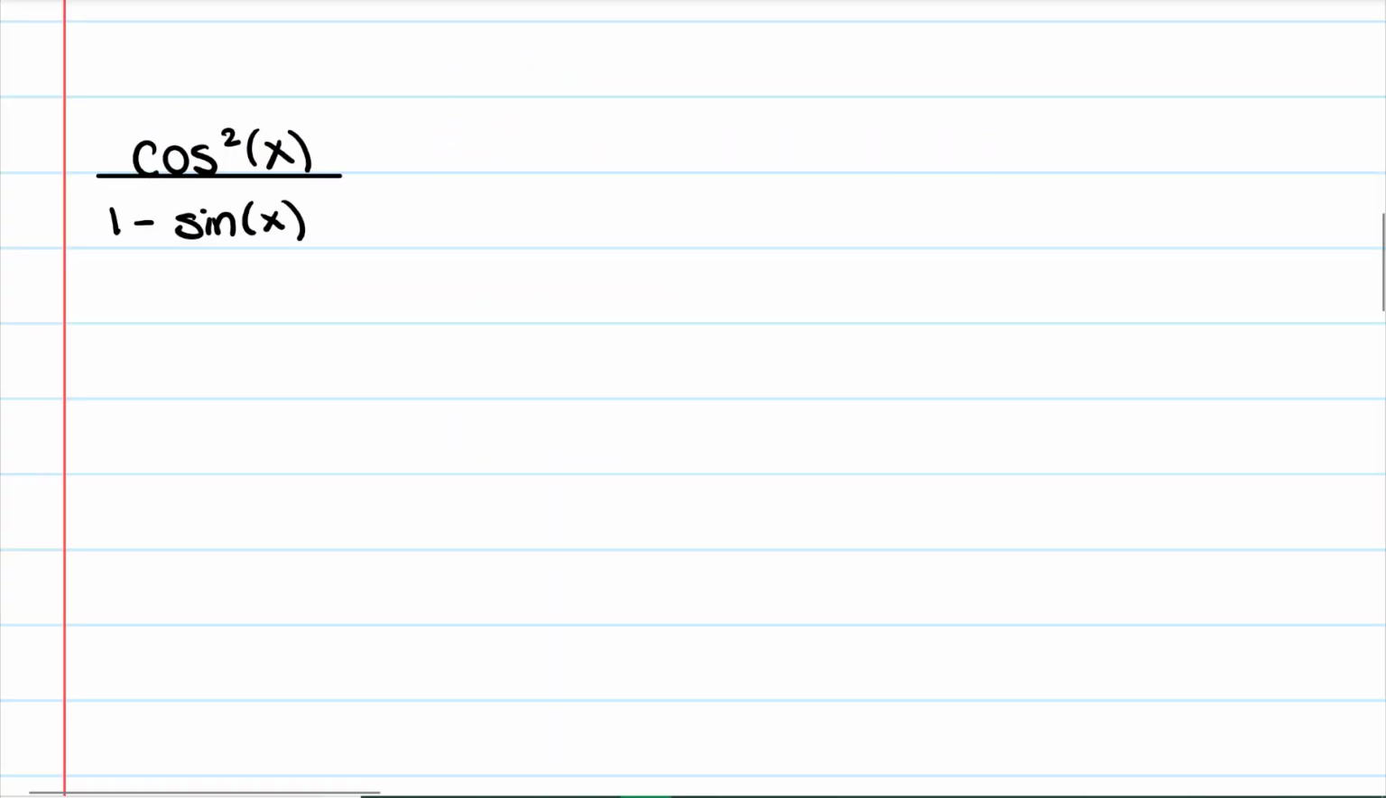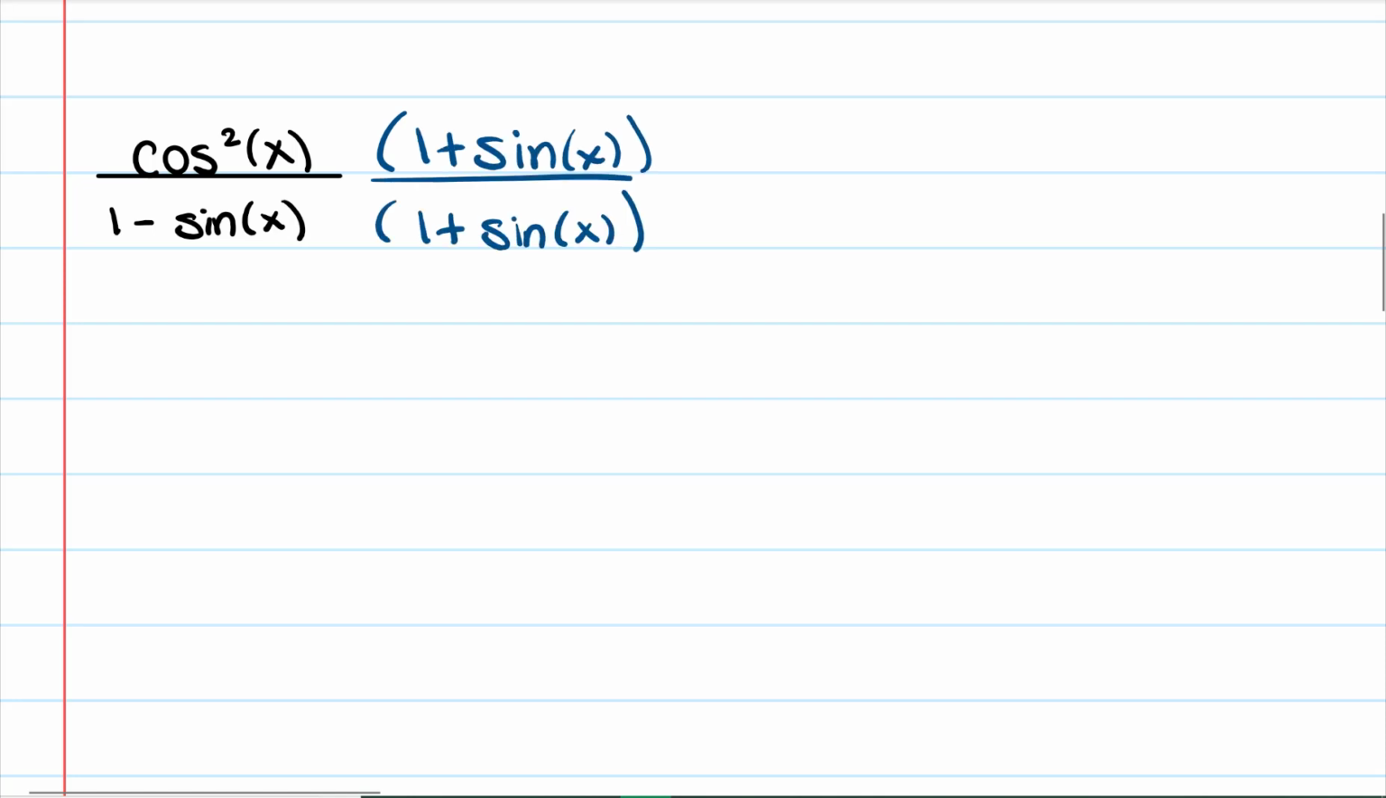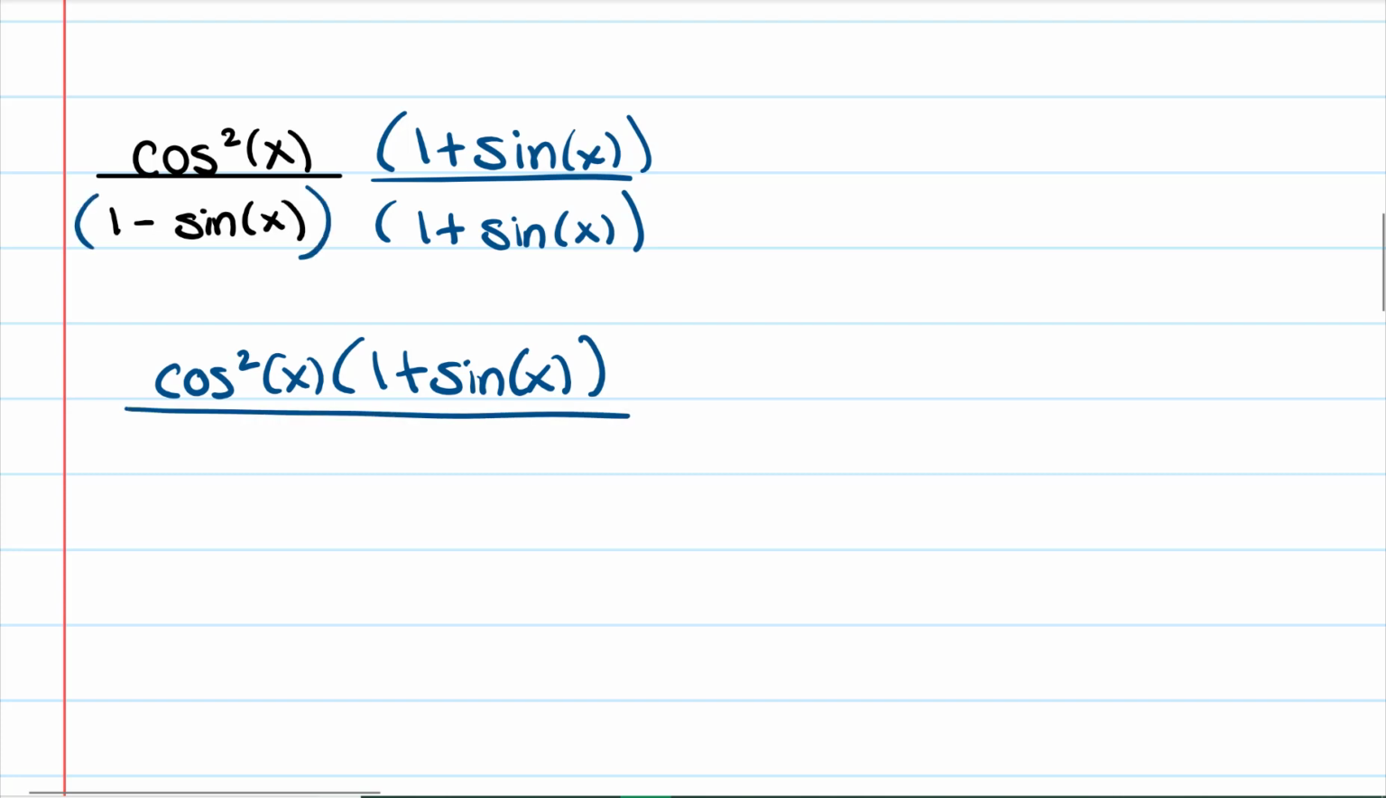Okay, let's try another one. So same idea. We need to multiply this by the conjugate. So when we multiply this by the conjugate, we have to be very, very careful and do our steps very carefully. So I'm actually not going to multiply the numerator out yet. I'm going to write this as cosine squared times 1 plus sine of x. And I'm doing this in hopes that maybe something might reduce off. When I distribute out the denominator, I get 1 minus sine squared.